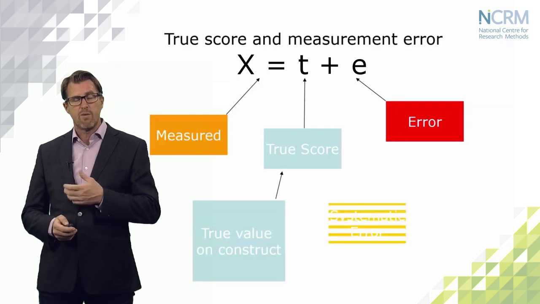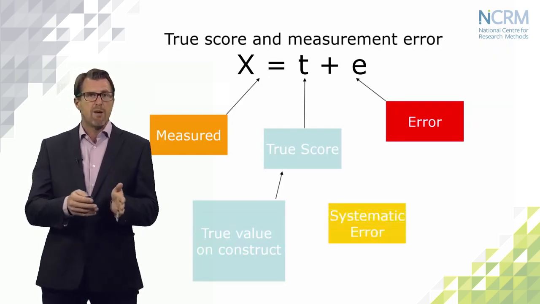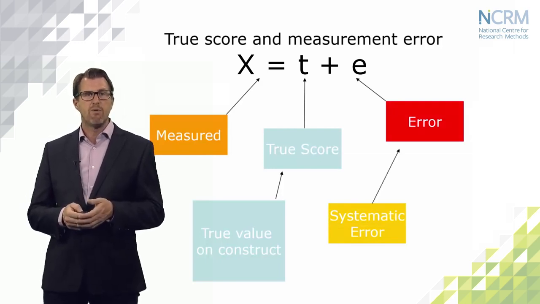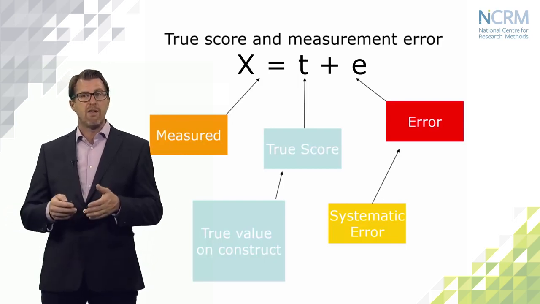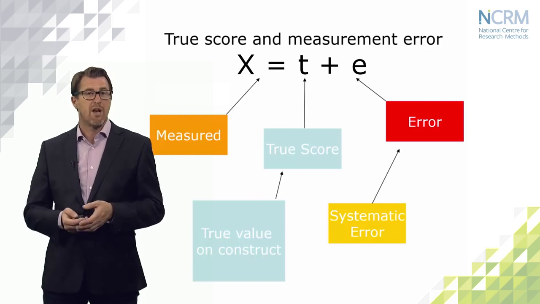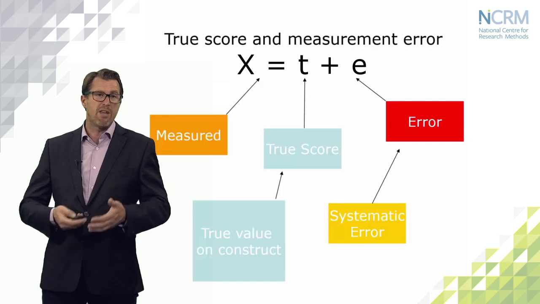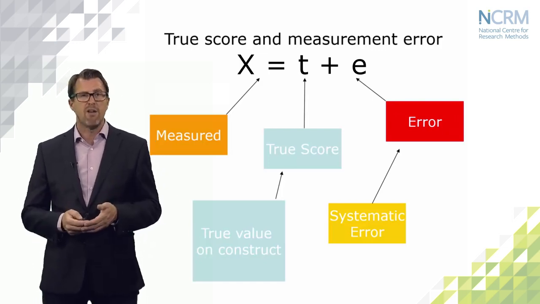The first is what we can think of as systematic error. This is a bias where perhaps the question is phrased in a way which makes people give higher happiness ratings than their actual level of happiness. Maybe it's because it's a question administered by an interviewer and they don't want to seem unhappy because that's socially undesirable. This would be a systematic error.